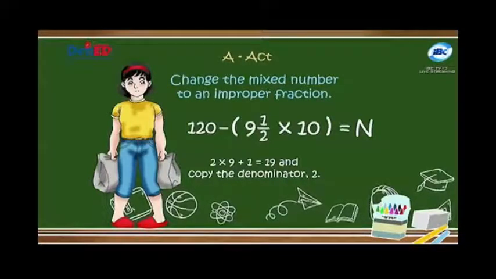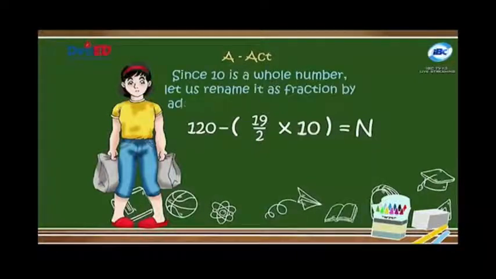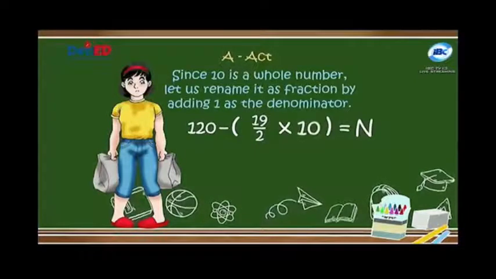2 times 9 plus 1 equals 19. And copy the denominator 2. We have 19 halves. Since 10 is a whole number, let us rename it as a fraction by adding 1 as the denominator. We have 10 over 1. Next, multiply 19 halves by 10 over 1.